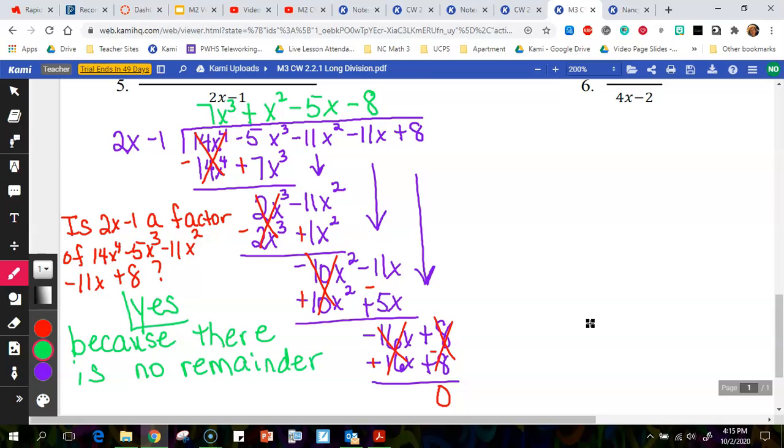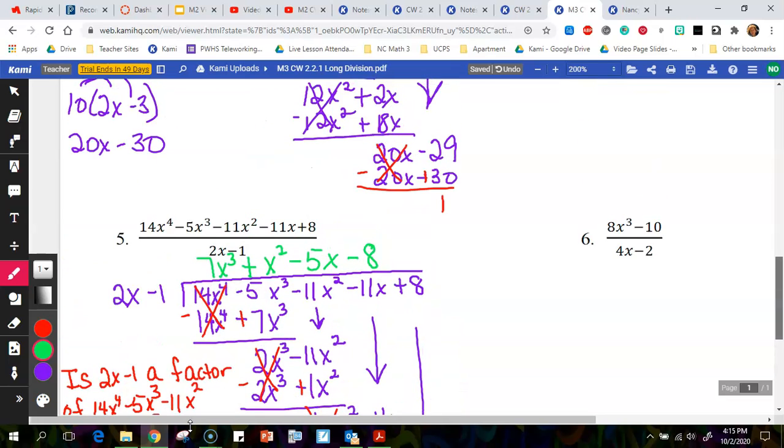So if there's no remainder, because you might see something like this on an EOC, you might not see divide this. You might see, is this a factor of this? And then you have to use your long division or your synthetic division, which is what we're doing tomorrow, to figure out if it is a factor.